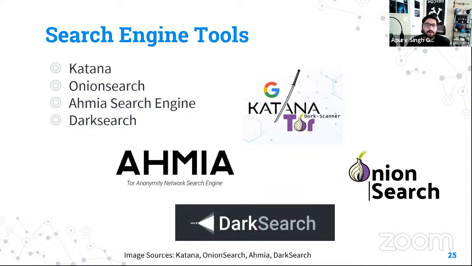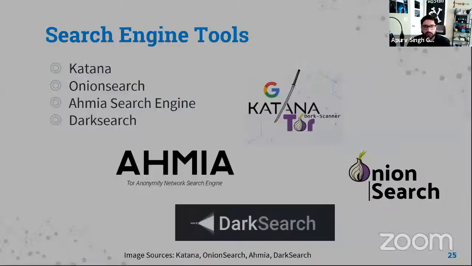all the tools. So starting with search engine tools, there are 4 that I've included: Katana, Onion Search, EMEA Search, and Dark Search. The first 2 are command line tools, and the second 2 are GUI based, just like Google. So I will go over Onion Search here.